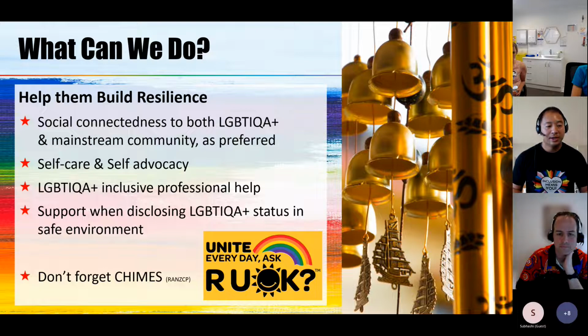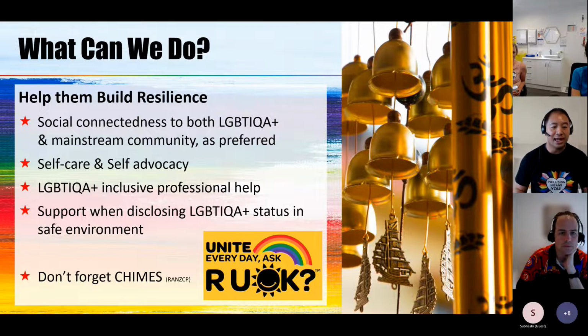But also too, don't forget CHIMES. And that's why I got a diagram on the side here to remind me to talk about CHIMES today. CHIMES itself is an acronym I learned last year from presentations I did with the Australian and New Zealand College of Psychiatry. And in there, CHIMES stands for a few different important elements.